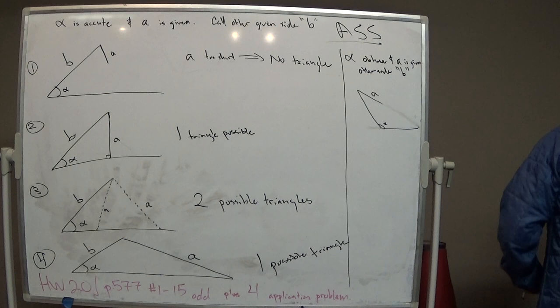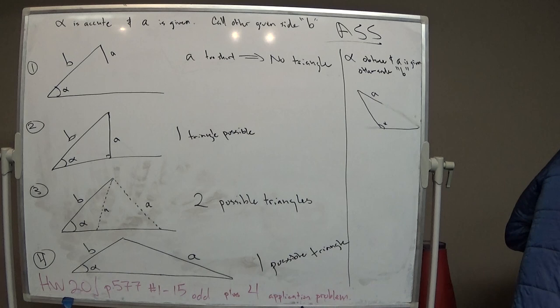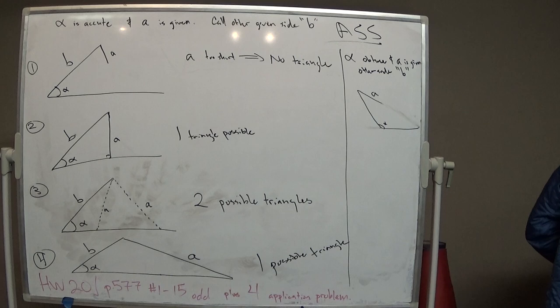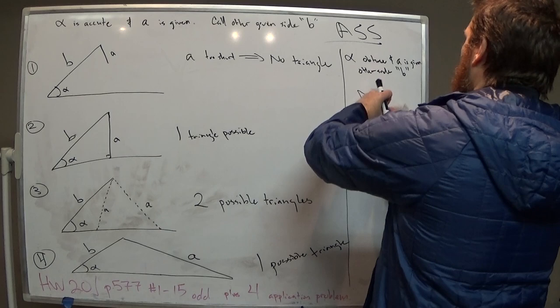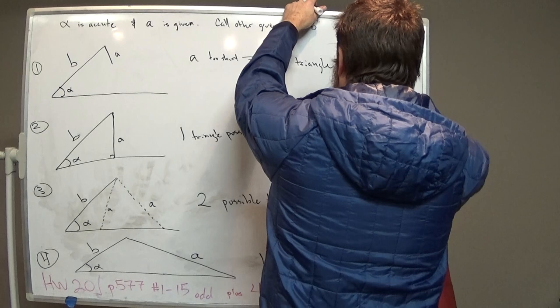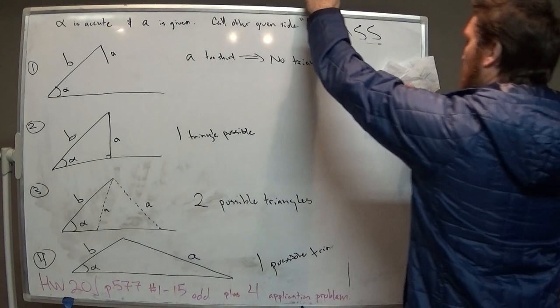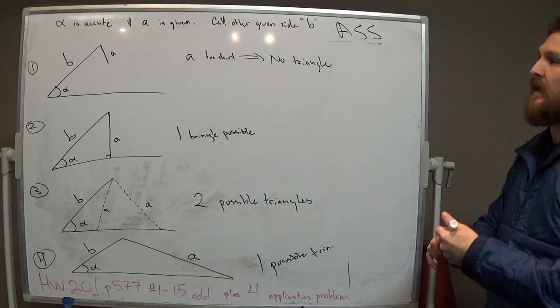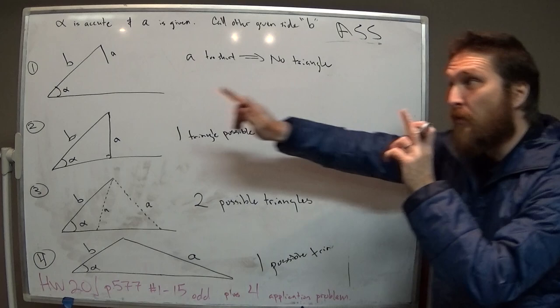Okay. I do want to do that briefly, and then we'll do an actual example where you can see it. So let's think about this setup, just numerically here. We're saying that alpha is given and A is given, and we know that they're opposite from each other. And you're trying to find this angle here, right?